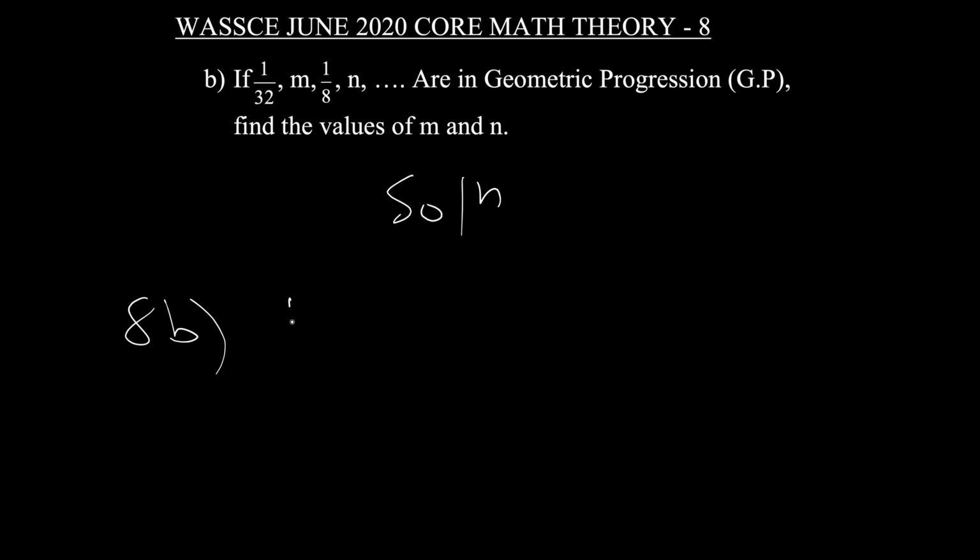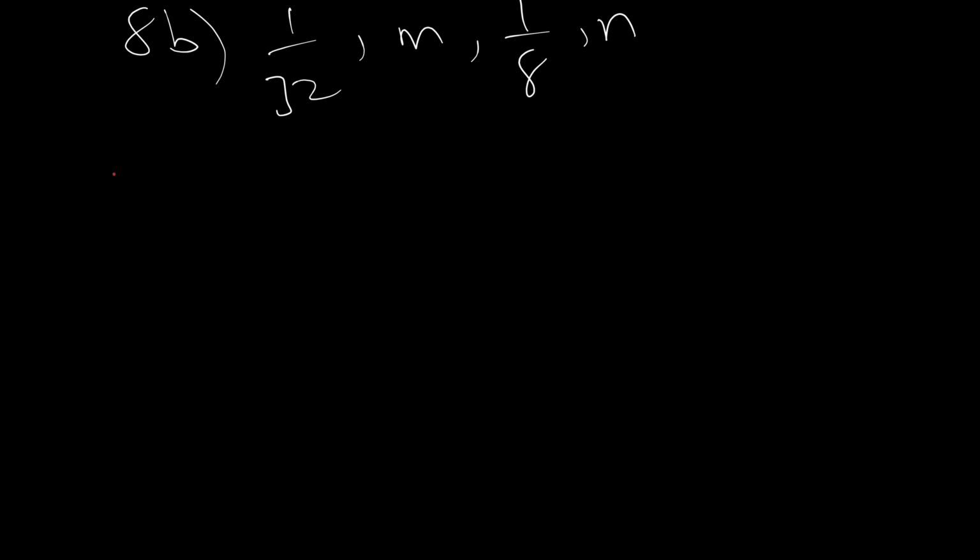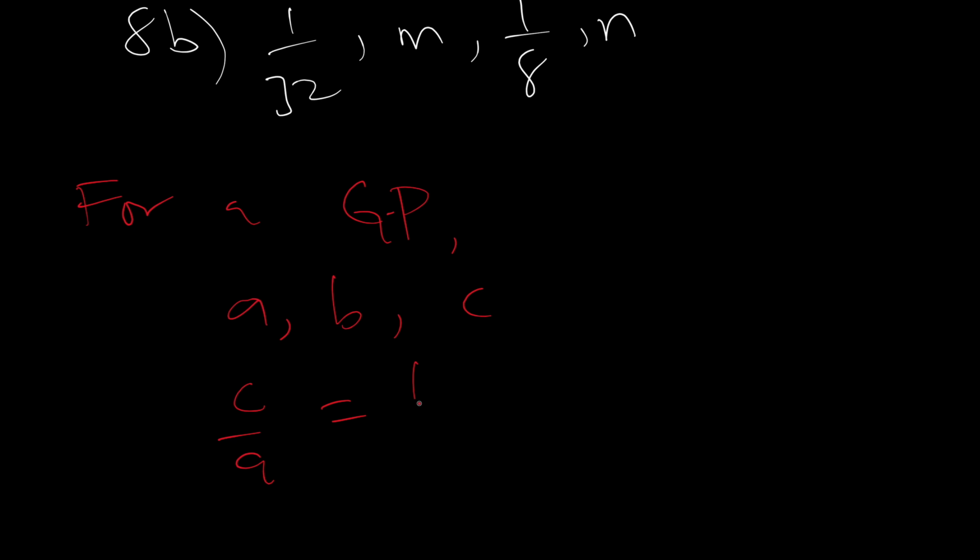We have 1 over 32, m, 1 over 8, and n. And we know since they are in a geometric progression, we have a common ratio, which is r. Okay, so for a geometric progression, if you have a, b, c, then c over b will be equal to b over a.